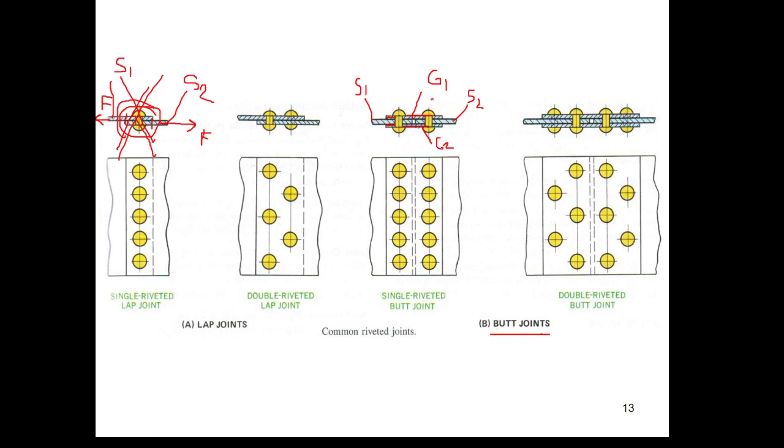If you use gusset plates, then there will be no bending moment, bending effect. Because the force exerted onto the sheet in this direction and the force exerted by the other sheet will be in alignment. There will be no net rotational effect. So good practice is that one, use gusset plates.